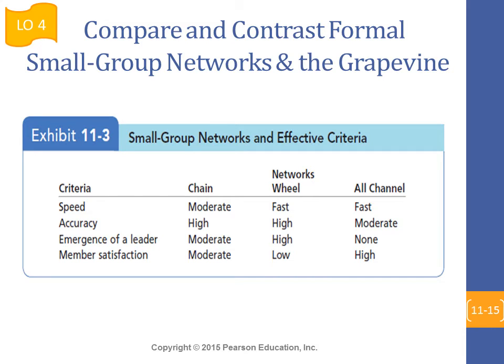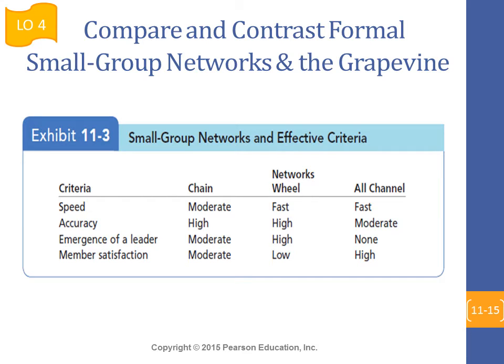When it comes to accuracy, chain has a relatively higher accuracy compared to all channel. Same with network wheels, they also have higher accuracy. Research found that because communication goes through certain people, he or she, or a certain office, has the responsibility to make sure that the information is correct. But when we're talking about accuracy in all channel communication, some of the quality of the information can be lost through noise.